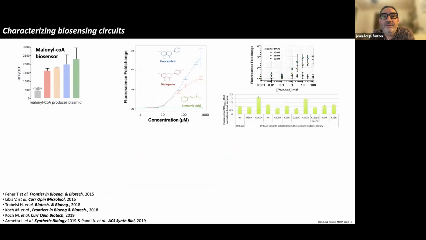These are pinocembrin and naringenin, or flavanone. They are precursors of many flavonoids. It's a whole family of molecules. So it's interesting here that you detect the final molecules, but not an intermediate one like cinnamic acid. Here's another example where, through an enzymatic transformation, you produce psicose, which is a rare sugar. And here we screen a small library of enzymes that perform this transformation, through a biosensor. So which one was the most effective?